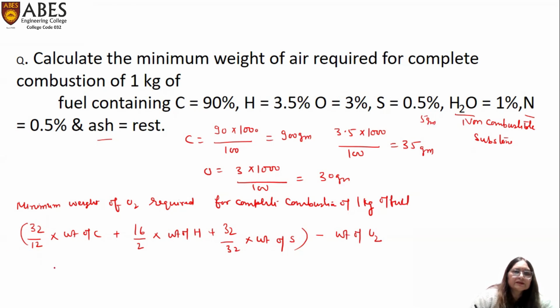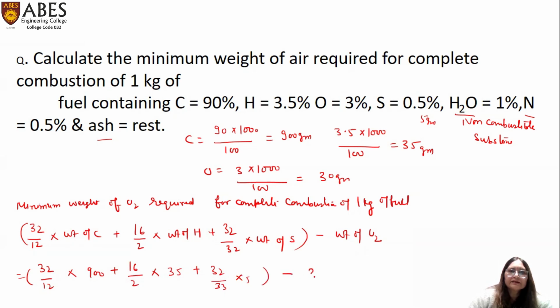Now put the values in this formula: 32 divided by 12 into 900 plus 16 divided by 2 into 35 plus 32 divided by 32 into 5 minus 30. And we will get 2655 gram. We have to report the answer in weight.